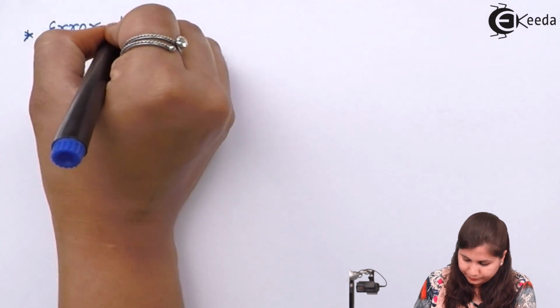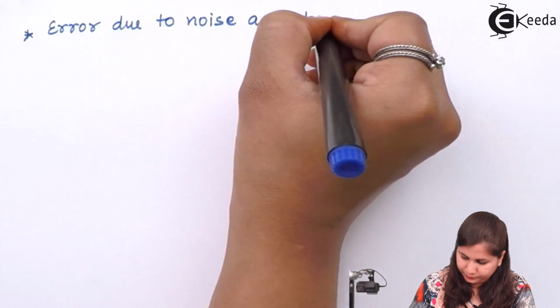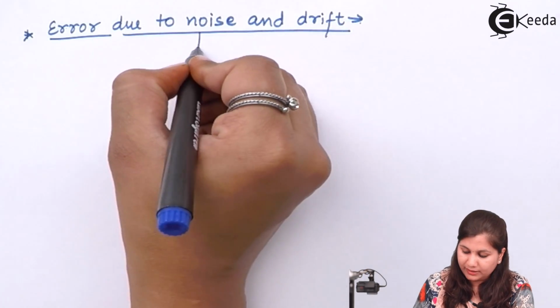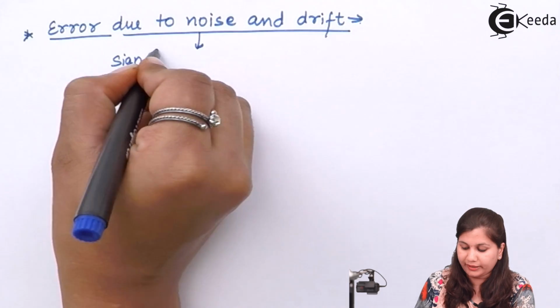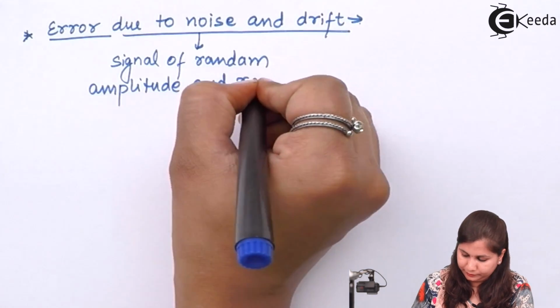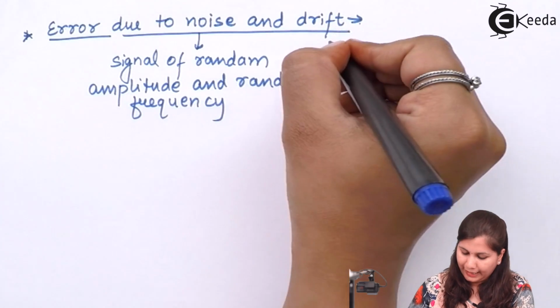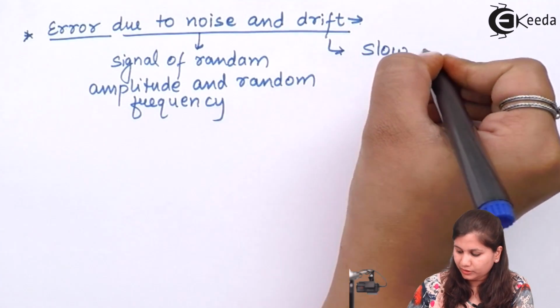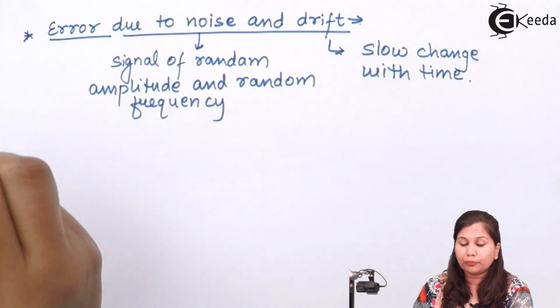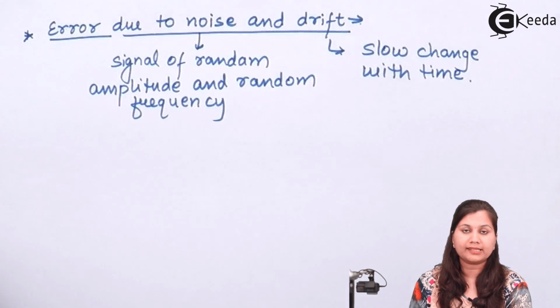Now the next type of error which can affect the transfer characteristics of a transducer is the error due to noise and drift. What is noise and what is drift? Noise is a signal which is of random amplitude and random frequency, and drift is a slow change with time. Both noise and drift are unwanted signals in the output.